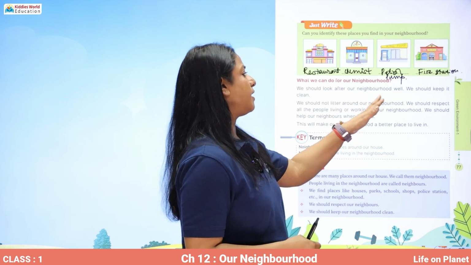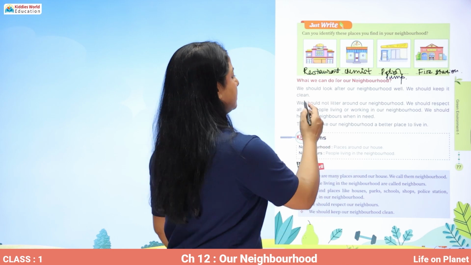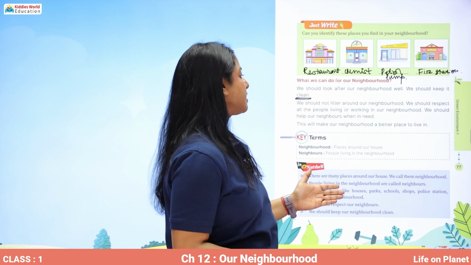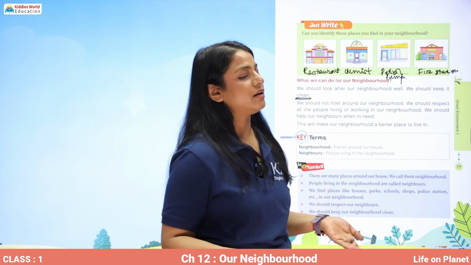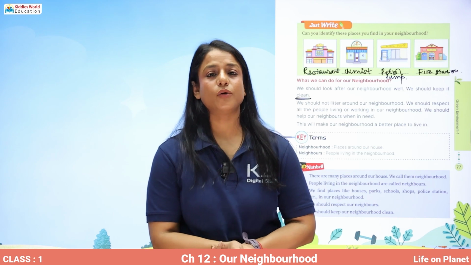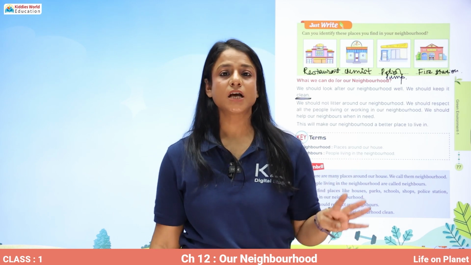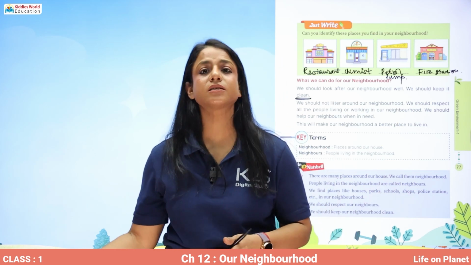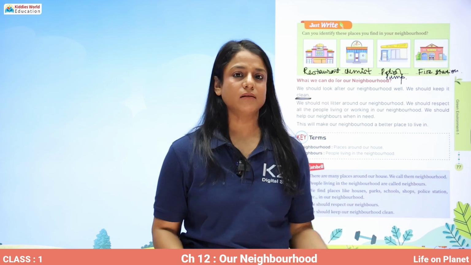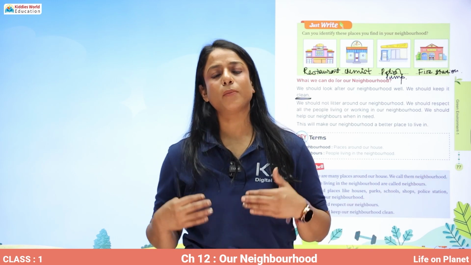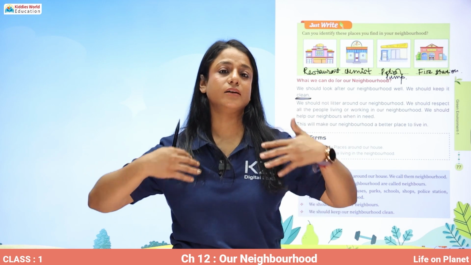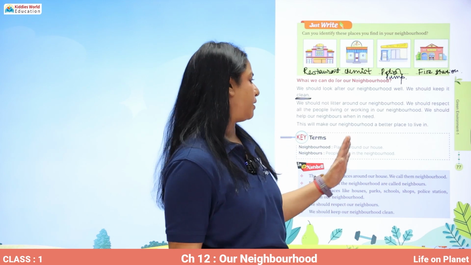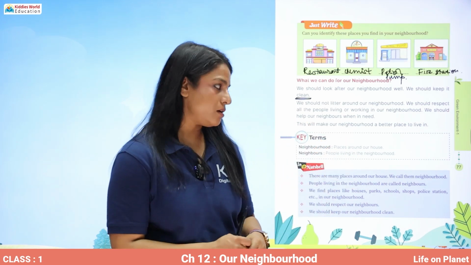So we should look after our neighborhood well. We should keep it clean. We should not litter around our neighborhood. We should respect all the people living or working in our neighborhood. So when different people in our neighborhood are doing their own jobs, for example, someone is treating patients, someone is selling vegetables, someone is sweeping our roads, no job is above or below, no job is big or small. We should respect everyone in our neighborhood, and we should help our neighbors when in need.